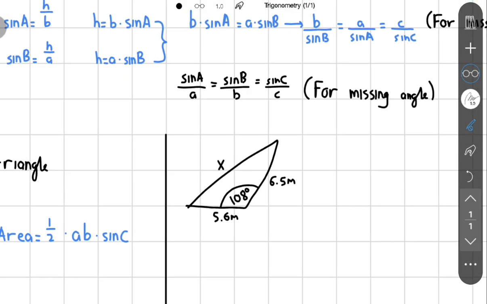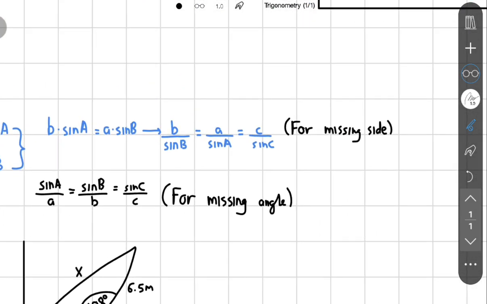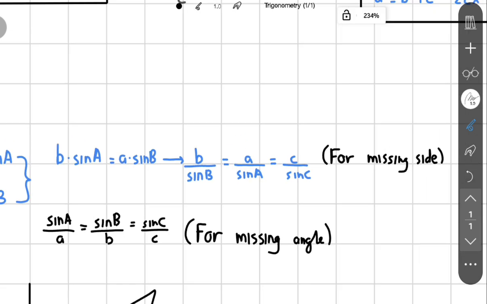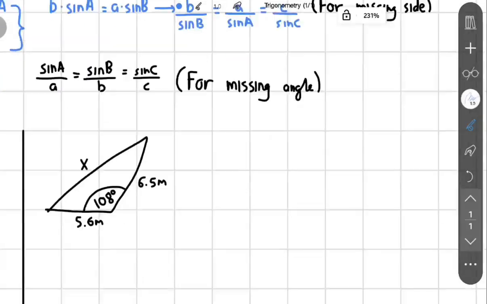otherwise, if we looked at the sine rule, what is it? For a missing side, we only have one given angle, and this won't really help us solve anything, because we have two sides either way, so you're dealing with two missing variables and you have nothing else to equate it to. So that's why we're going to use the cosine rule.